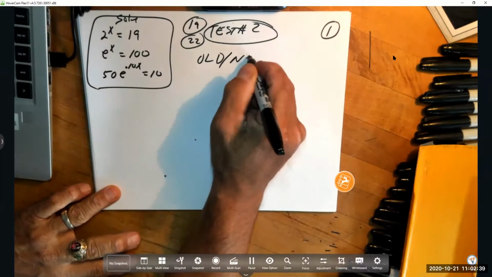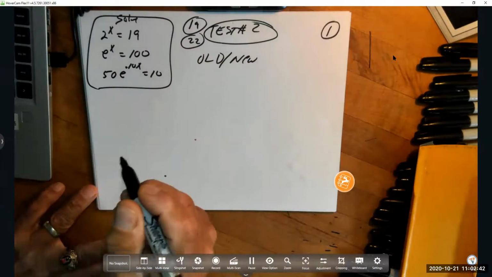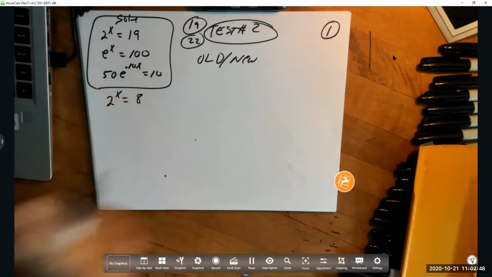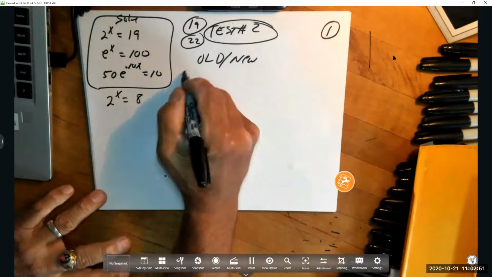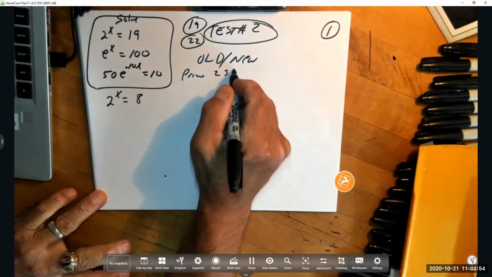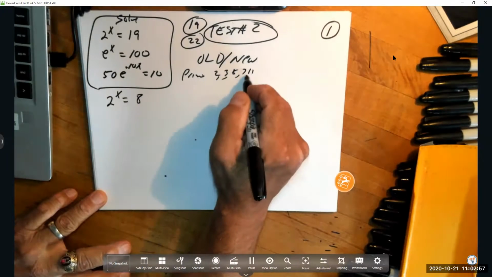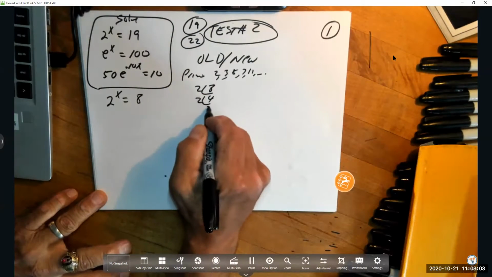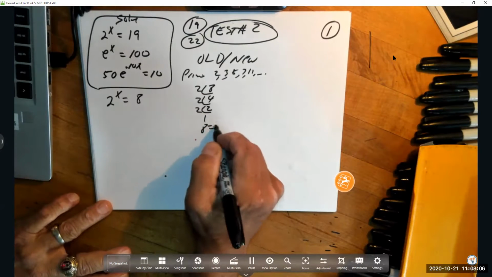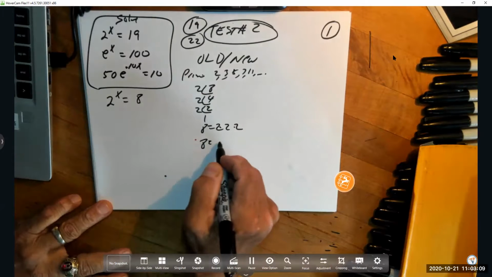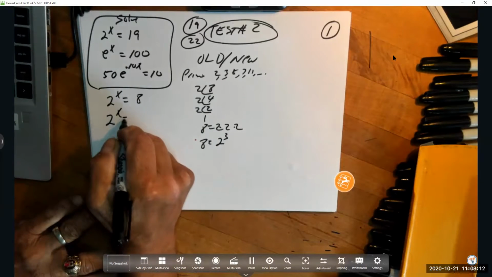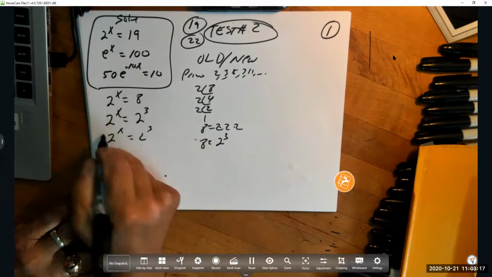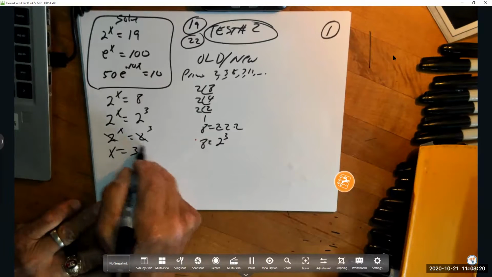So we did this one here. Monday, we did those. 2 to the x equals 8. The way I told you to do them on Monday was go 2, 3, 5, 7, 11, so on. So you start with 8. 2 divides 8, 4. 2 divides that, 2, 1. So 8 is 2, 2, 2. 8 is 2 to the 3 power. So you go 2 to the x, goes 2 to the 3. And 2 to the x and 2 to the 3 cancel these guys out. So x must be 3.